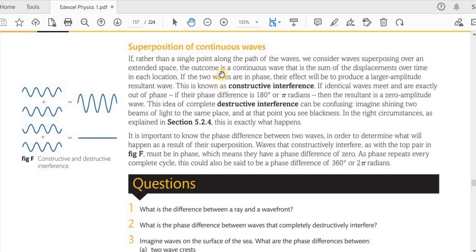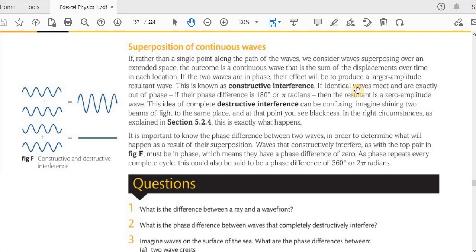If rather than a single point along the path of the wave, we consider waves superposing over an extended space, the outcome is a continuous wave that is the sum of the displacements over time in each location. I will try to show you an animation to help you understand this better. If the two waves are in phase, their effect will produce a larger amplitude resultant wave. This is known as constructive interference.